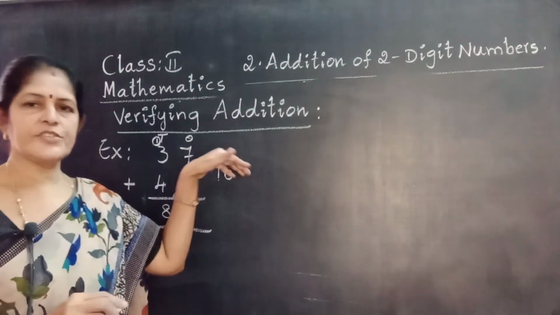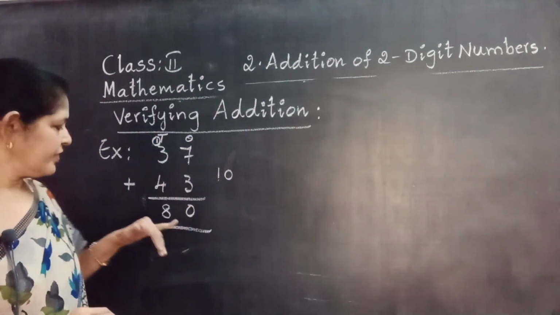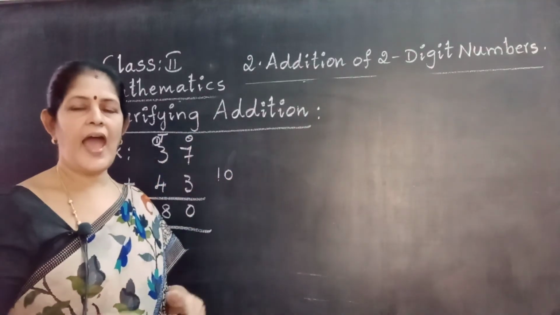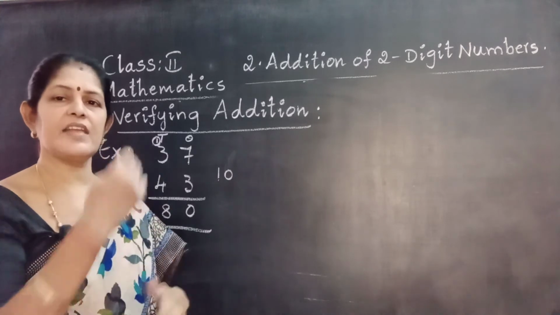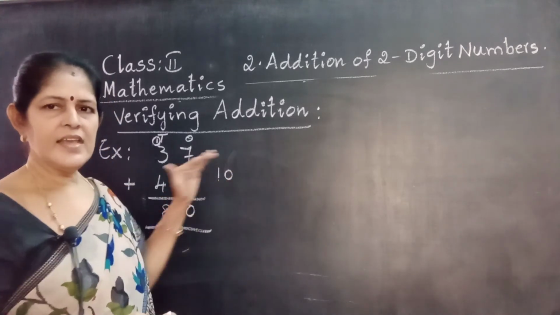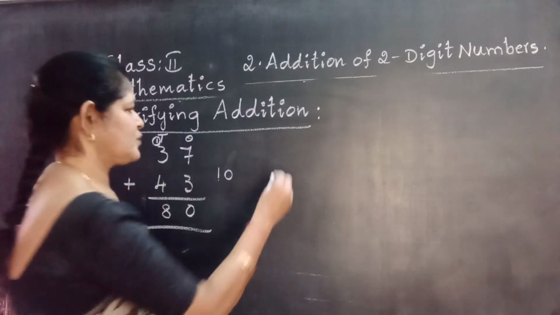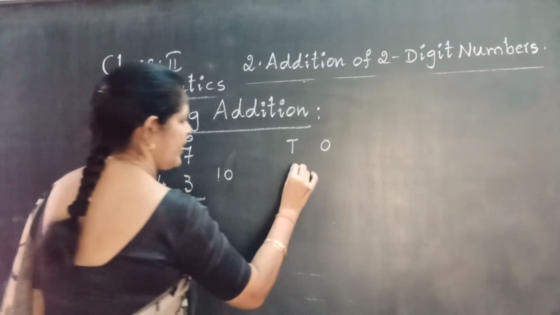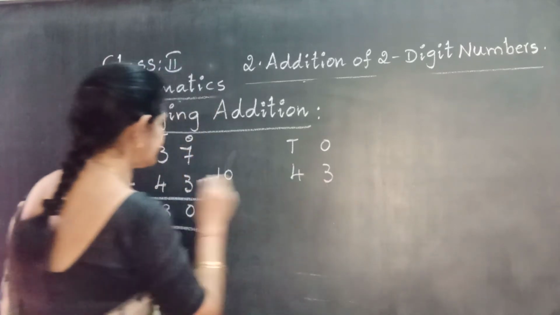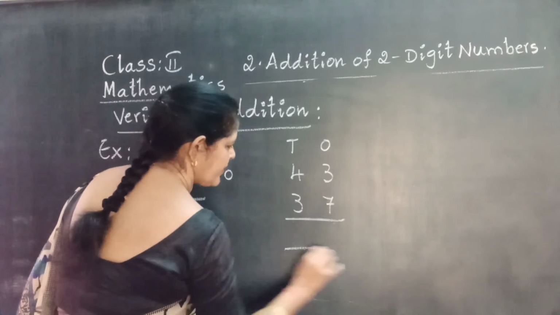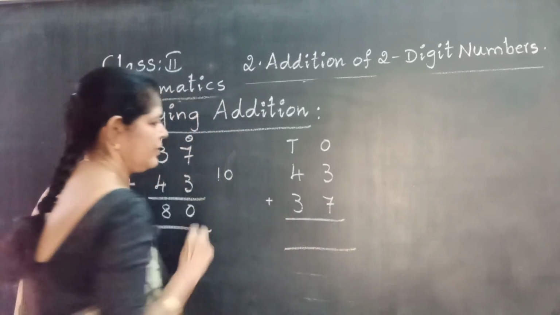Now we are going to check our addition. Is the 80 correct or wrong? Verifying addition means add the given numbers in reverse order. Reverse order means the second number is written in the first place, and the first number is written in the second place. Put the columns, tens place, ones place. What is the second number? 43. What is the first number? 37. This is the reverse order. Put the symbol.